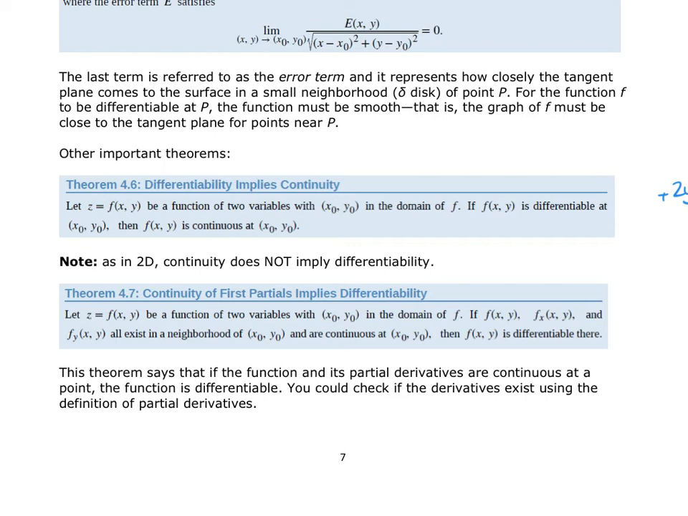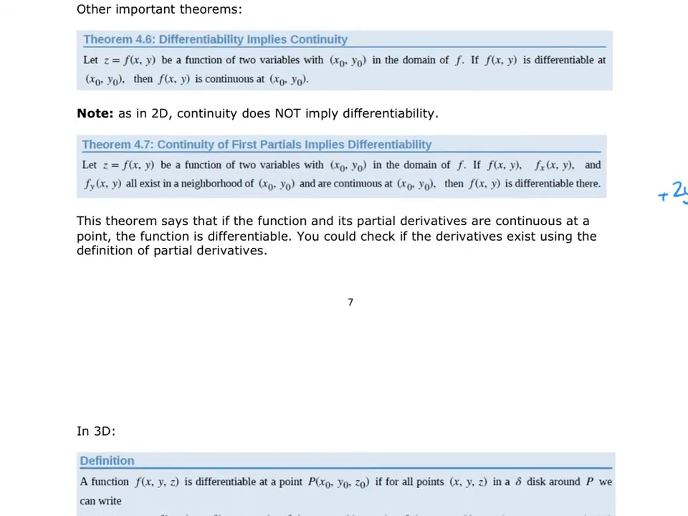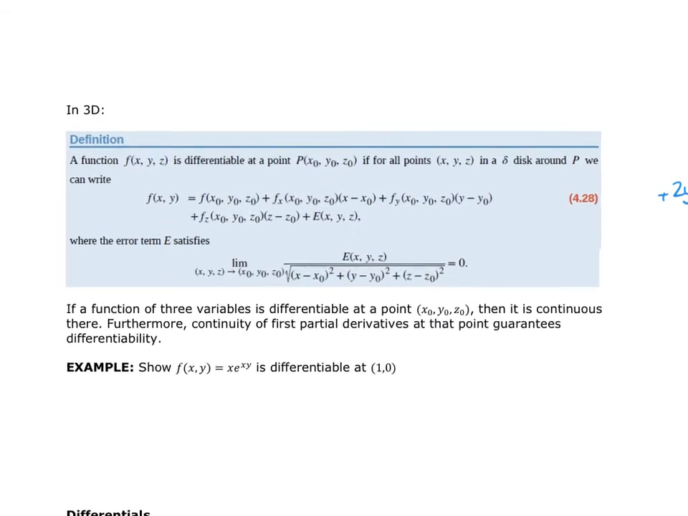It says, if the function and its partial derivatives are continuous at the point, then the function is differentiable. And you could check if the derivatives exist by using the definition of partial derivatives. So if the partial derivatives exist in that neighborhood that we're looking at and it's continuous, then the function is differentiable, which means obviously it's continuous.